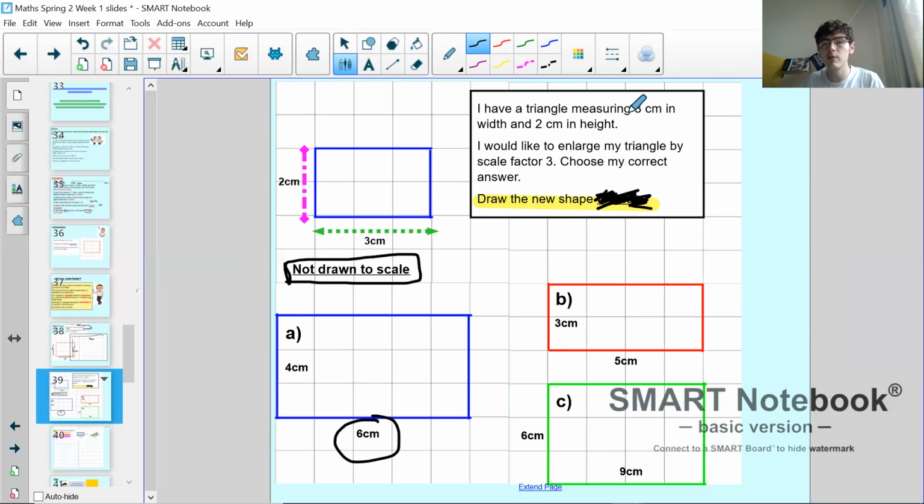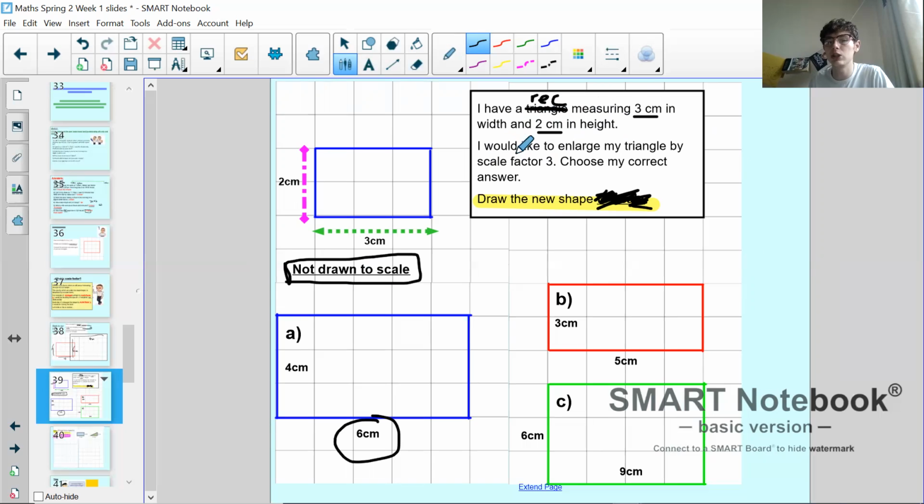So I have a triangle measuring 3 centimeters in width and 2 centimeters in height. Oh, I also just realized none of these are triangles, sorry. Imagine this says rectangle, okay? I have a rectangle measuring 3 centimeters in width and 2 centimeters in height, okay? So we've looked at our information. We've got 3 centimeters and 2 centimeters.